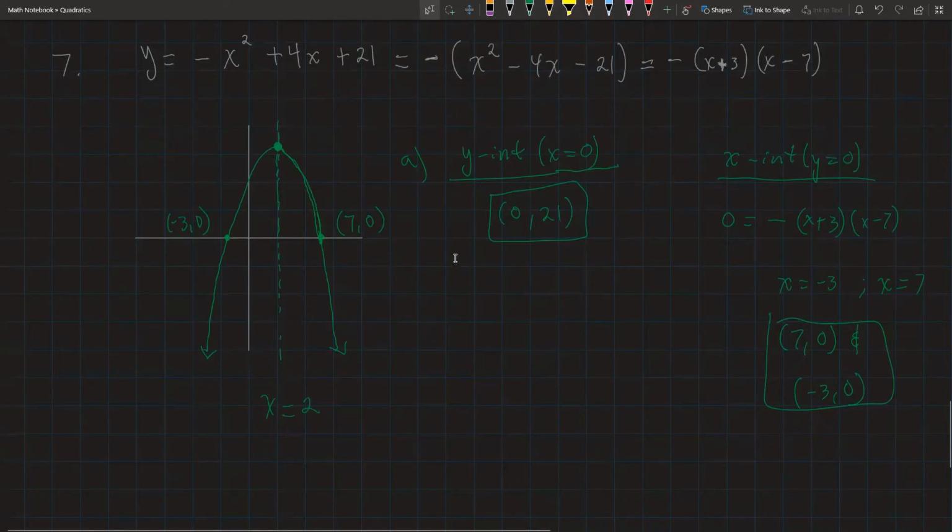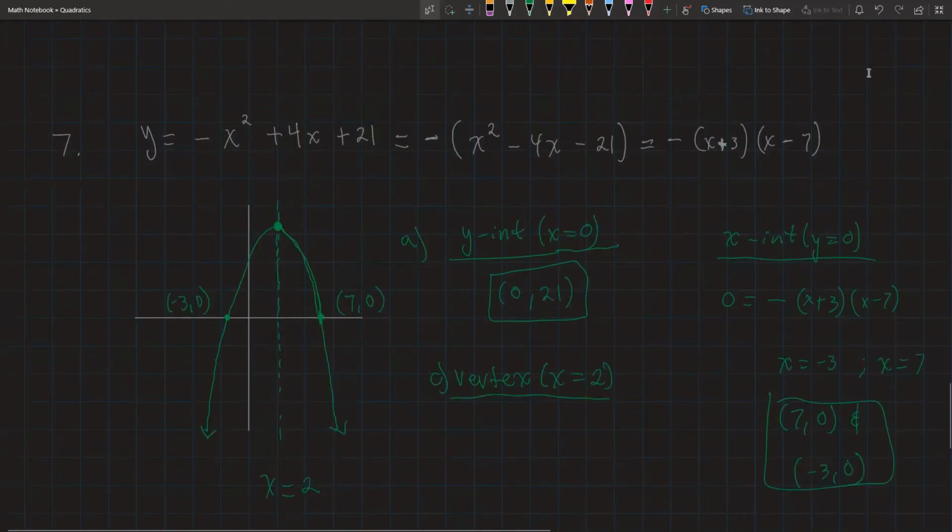All right. So therefore, we can say that right in the middle is 2, and now we can find that vertex. So vertex will happen when x equals 2. And what is our preferred form? For me, I want to plug it into the factored form. So I know that y will equal negative times something times something. And when x equals 2, 2 plus 3 is a 5. When x equals 2, 2 minus 7 is -5.